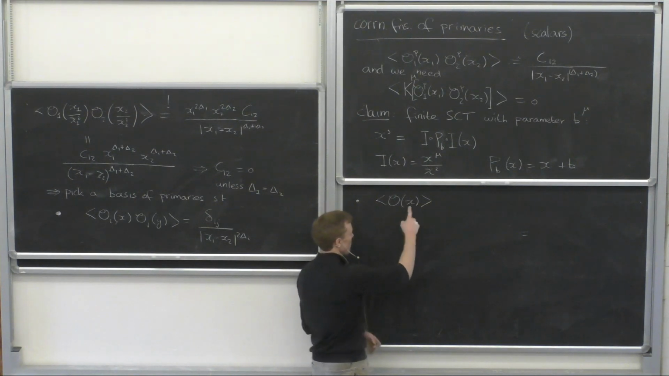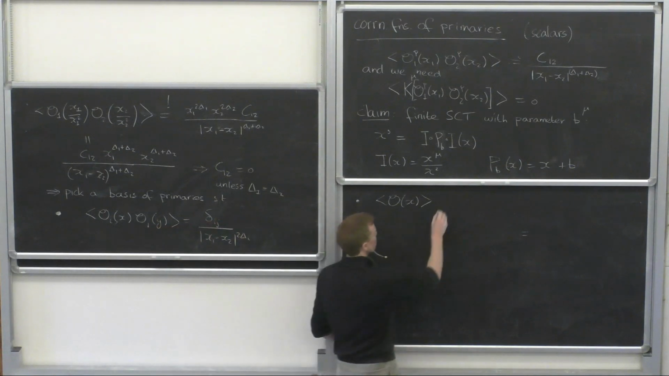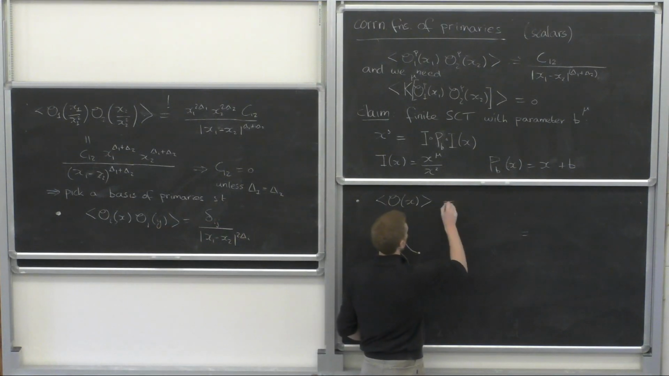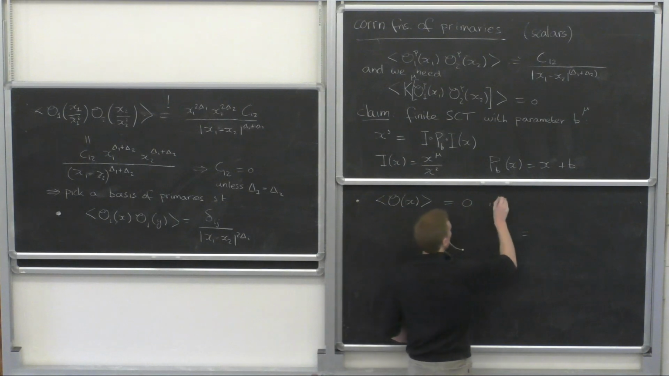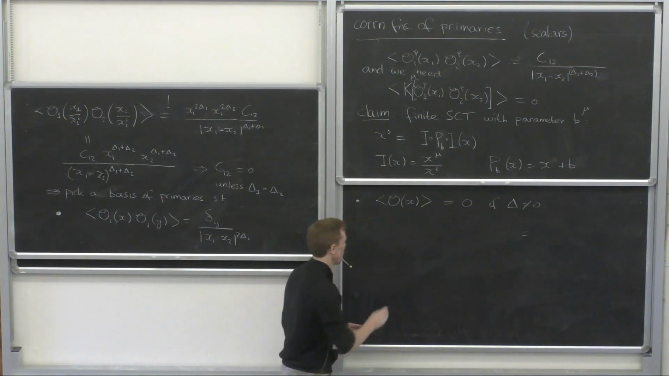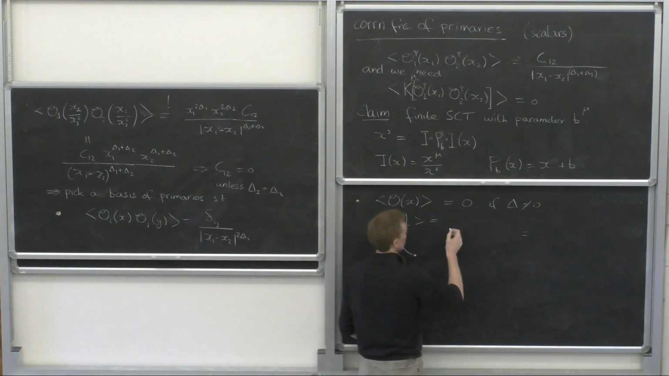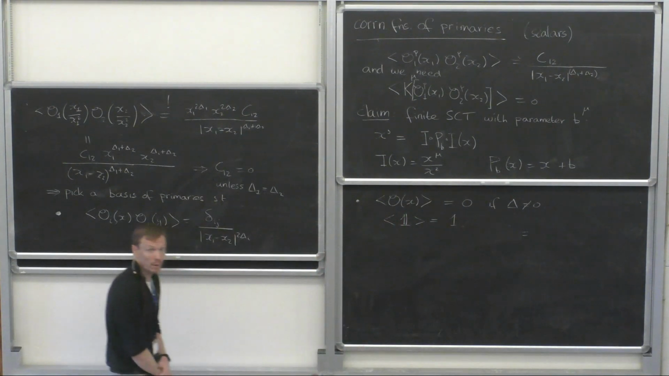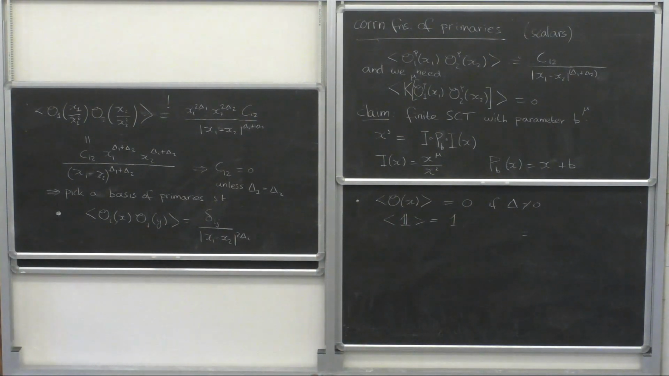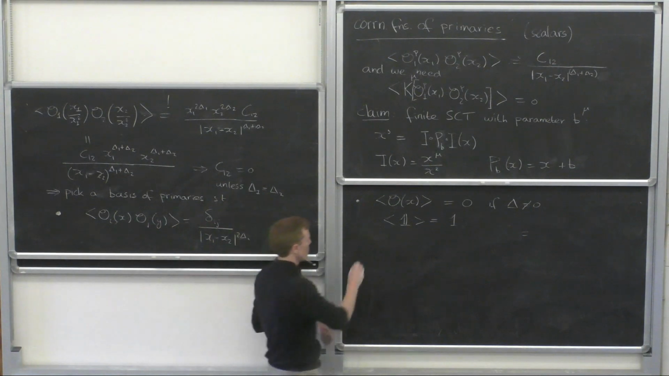And if delta is not 0, then this thing should be 0. So the only way this can happen is that this is 0 if delta is not 0. And then there's only one operator with delta equals 0 in reflection positive theories. That's the unit operator, and it has constant 1-point function. It has dimension 0. So those are the 1-point functions, 2-point functions we've done, at least for scalars.